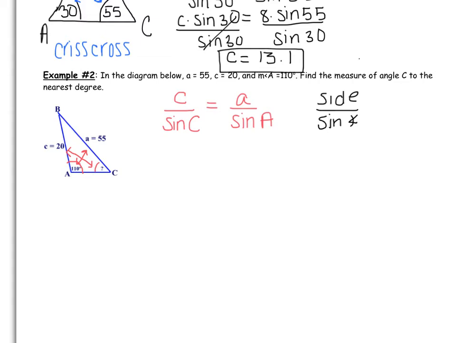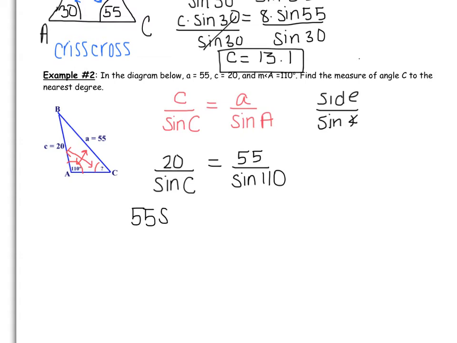So let's plug in what we know. We know that c is 20. We don't know C, so sine of C will leave, equals a, which is 55, over sine of A, which A is 110. So let's write it out first. We're going to cross multiply. So this times this is 55 sine of C equals 20 times sine of 110. So to get C by itself, we're going to divide by 55.